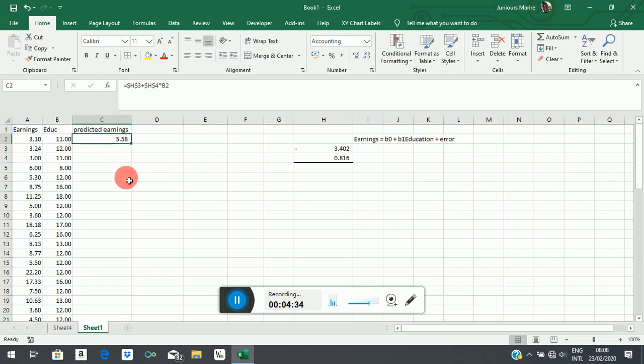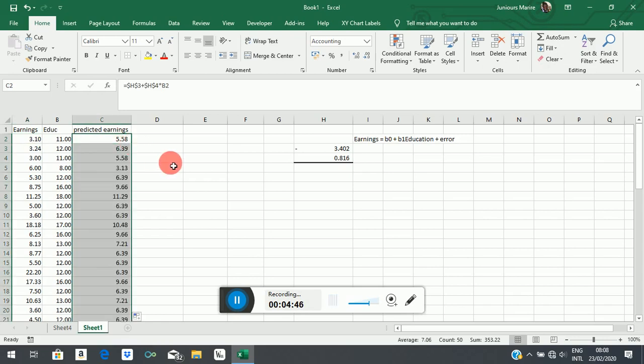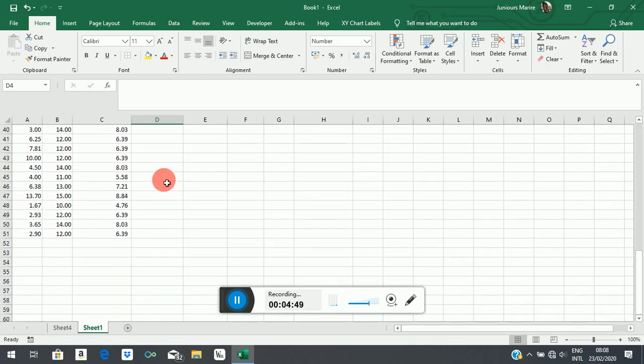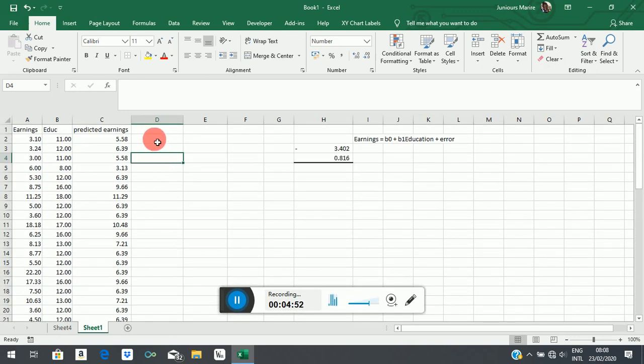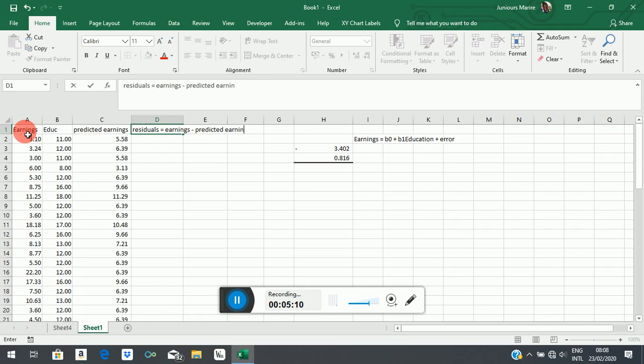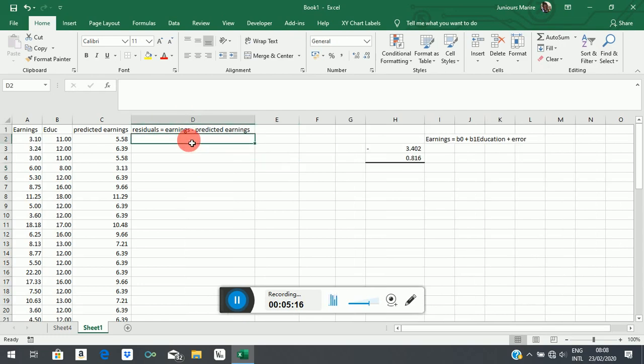So this is what our model predicts. This is the actual level of earnings that were reported by our participants in the survey. So we can double click, and it will generate everything for us. That's your predicted earnings. Now your residuals are equal to your earnings minus predicted earnings. Okay, that's what we mean by residuals.